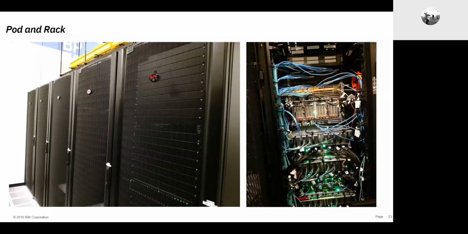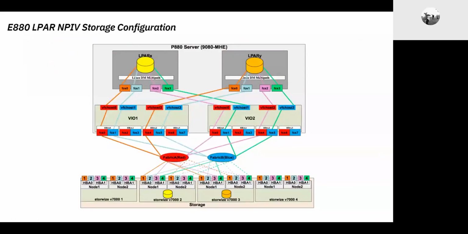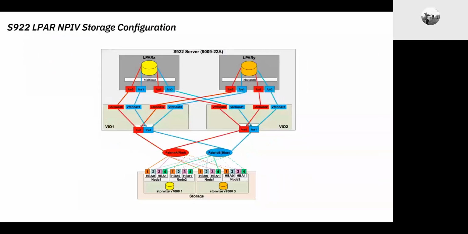This is just a picture someone took when we were installing the pods in the data center. And again, this looks familiar, hopefully, to all of you, because this is the same thing that you're running in your data center. Same point on storage. So redundant fabrics, redundant VIOS, MPIO, fiber attached storage, NPIV, same thing that people do on-prem today.